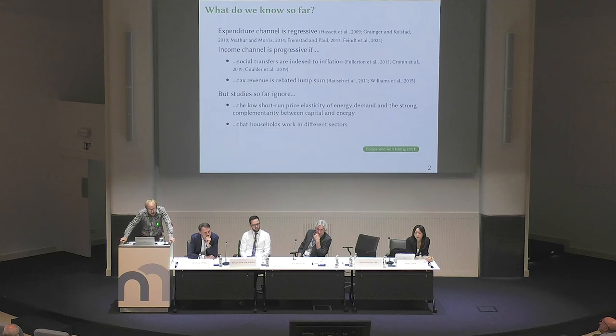I'm also going to allow for households to work in different sectors. It's a type of heterogeneity that hasn't been looked at in the literature. And finally, the previous studies often used a representative household model to make predictions of this carbon tax. I instead include heterogeneity among households, and I allow for this potential feedback loop that household heterogeneity might also affect the aggregate dynamics.